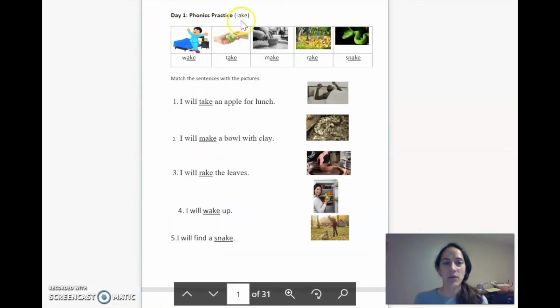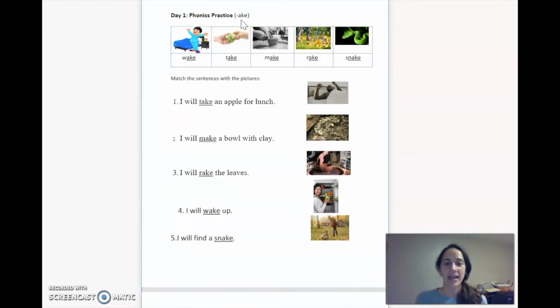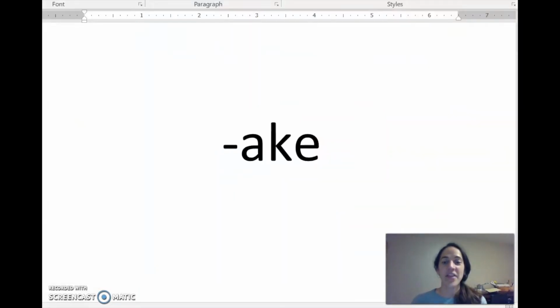So today we're focusing on 3 letters, A, K, E. There are lots of words that have these letters. Let's look at them again. Repeat after me. When I touch my nose, I say the name of the letter. A, K, E. Very good. When we see these 3 letters together, they make the sound ache. Repeat after me. Ache.